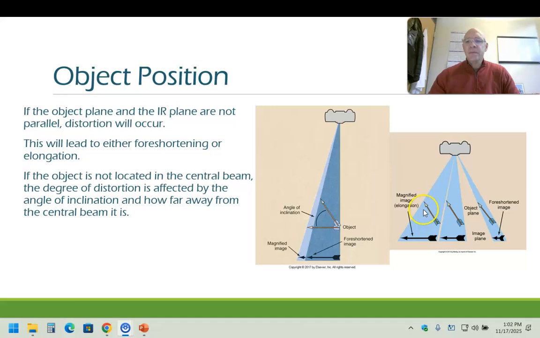Here's an example where you might end up with an elongated image, is that if we had the tube angled towards this direction, you're going to elongate that body part. And so once again, if you measured the shadow here to here, and you measured the actual arrow, this image is longer than the actual arrow. So remember that you want to have the body part parallel to the plate, and the beam perpendicular to those two items, that's when you're going to get the most true form of that image. If you start angling one of those things, then you're going to get some type of distortion.